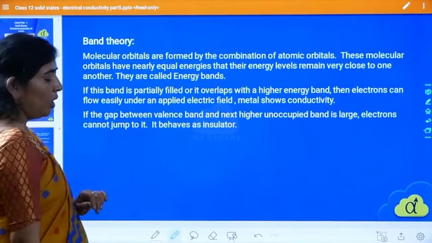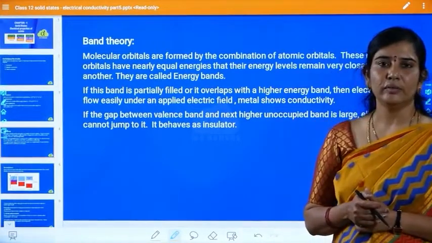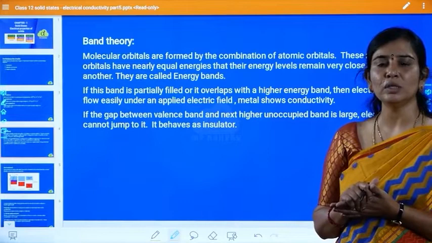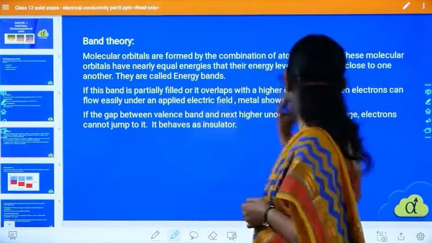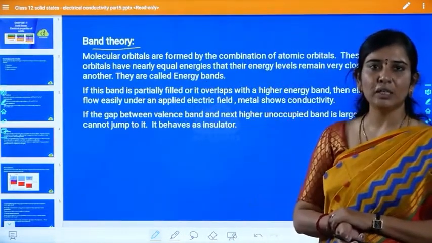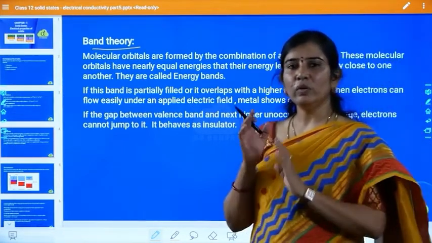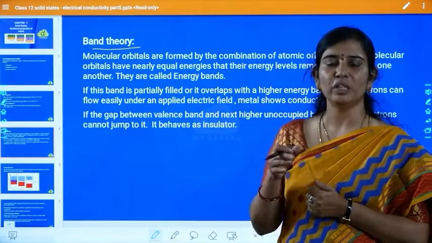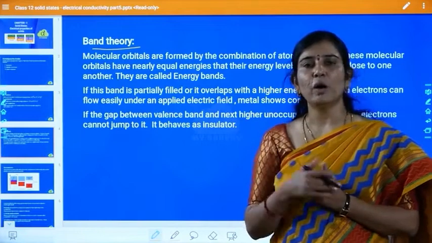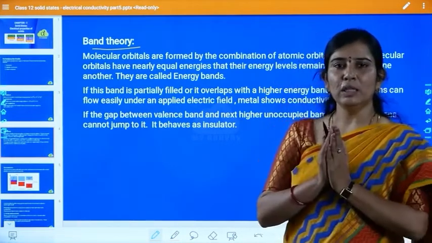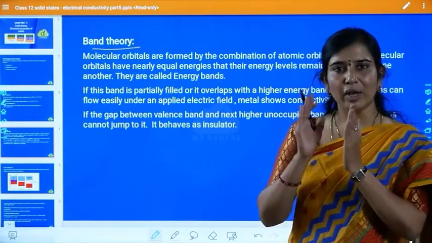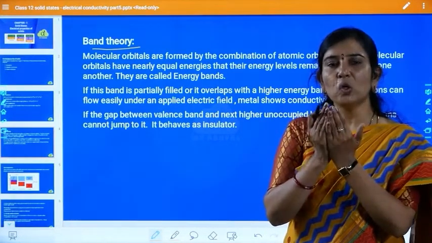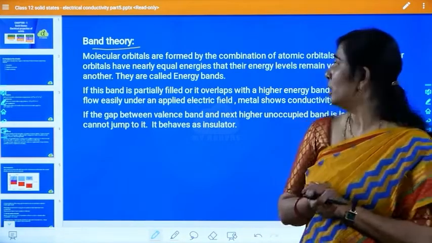Now, how exactly can we classify solids? What enables us to group certain solids as conductors, certain as insulators and certain substances as semiconductors? That is explained by band theory. When you consider any element, electrons are grouped in packets, for example 1s2, 2s2, 2p3. We call these atomic orbitals. When atomic orbitals combine, you get molecular orbitals. These molecular orbitals, when they come very close to each other, form a band.